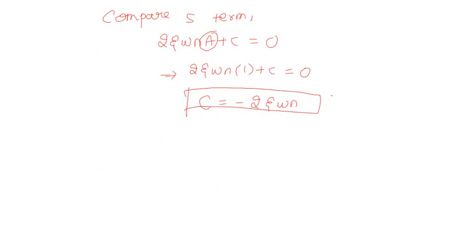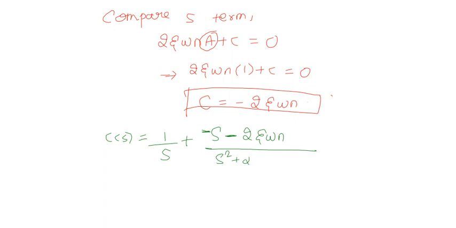Then we are getting C of S equal to 1 by S plus S. B value is minus 1. So minus S minus 2 zeta omega n divided by S square plus 2 zeta omega n S plus omega n whole square. So I am substituting A, B and C values in the equation.